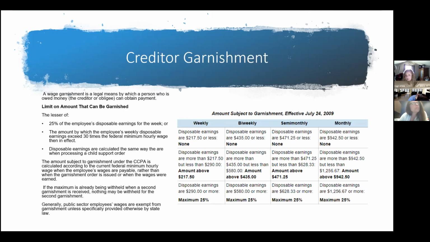Creditor garnishments are slightly different. Most of the time, the amount that can be garnished is 25% of the employee's disposable earnings for the week. The amount that the employee must take home, though, has to be a minimum of 30 times the federal minimum wage or the state minimum wage, whichever is higher, for a weekly calculation. So if you were bi-weekly or semi-monthly or anything like that, you would have to increase that amount respectively. And the creditor garnishments have those calculations on them. Okay.